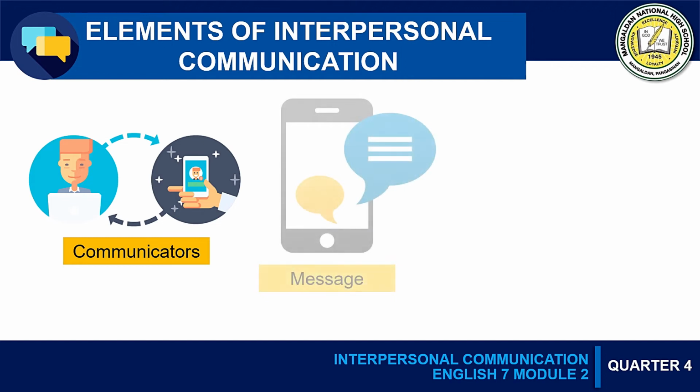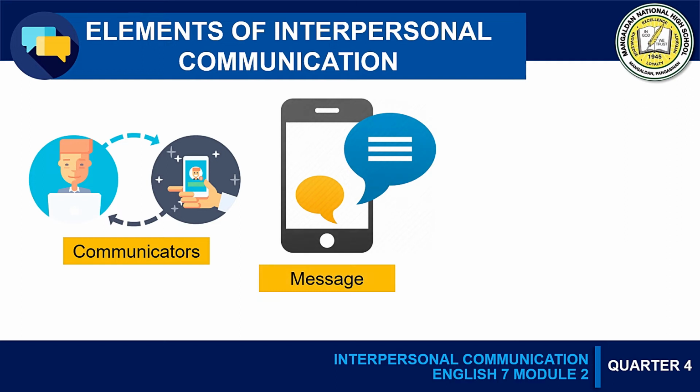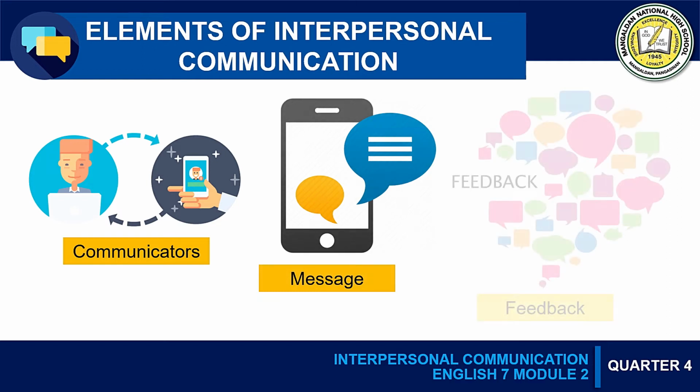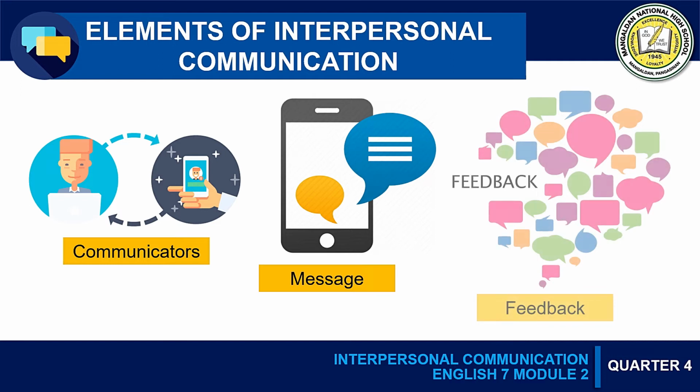Second, the message. For two people to communicate, there must be an exchange of messages or information. The message can be nonverbal or verbal. The emotional attitude you portray can distort or make your message clearer. Third, feedback. Feedback is an essential interpersonal communication because it portrays what the receiver understood.